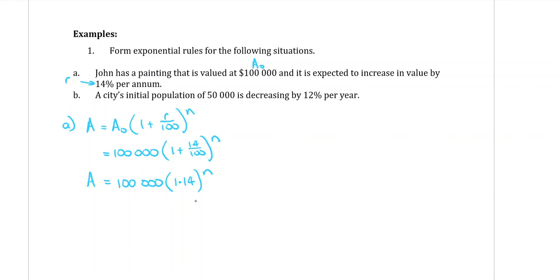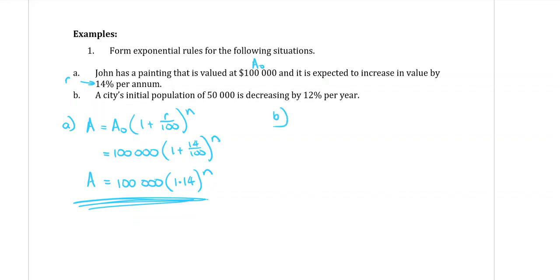That is the rule. And if we wanted to continue with this question, you could then say, all right, what is the painting going to be worth after 3 years? So you'd sub in n equals 3. Or what's the value worth after 50 years? Sub in 50. That equation represents the growth in the value of the painting over time. Let's go on to part B.